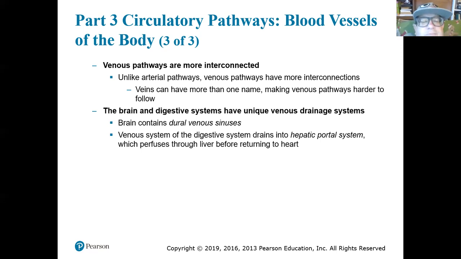So the venous system of the digestive system drains into the hepatic portal vein, which perfuses through the liver before returning to the heart. This makes sense. What if you eat or drink something bad for you? Send it through the liver first to have it checked, to have it detoxify before you send those chemicals out to be used in the rest of the body. You got to make sure they're safe. That's one of the things you do run through the liver.